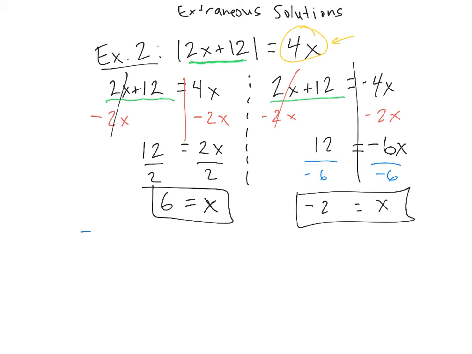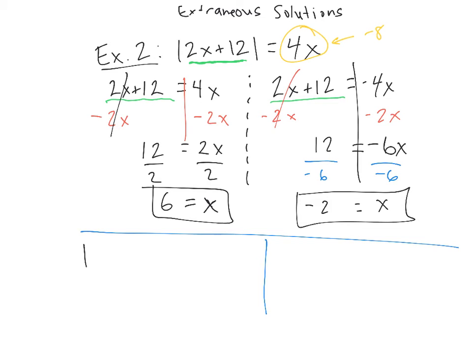If I go ahead and do the check on these, I'm expecting the negative 2 to be bad, because that would make negative 8 over here. And if I had negative 8 over here, absolute value of 2x plus 12 equals negative 8 would make no solution. Whereas if I plug in the 6, I'll get 24, and that 24 should have a solution.